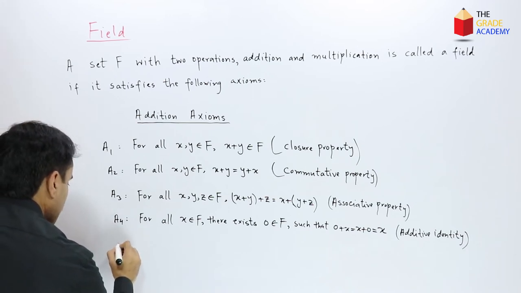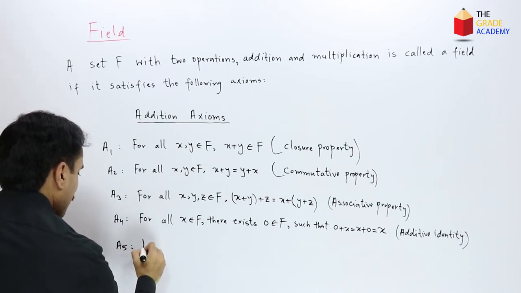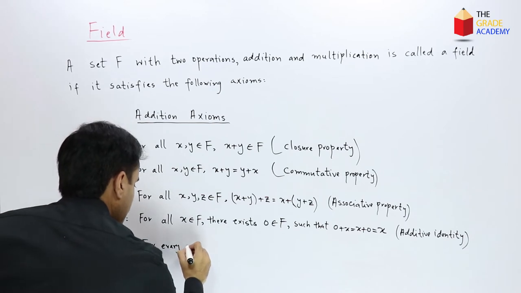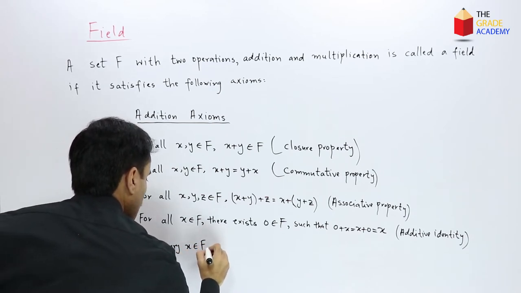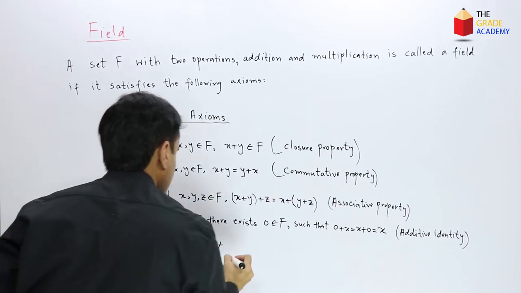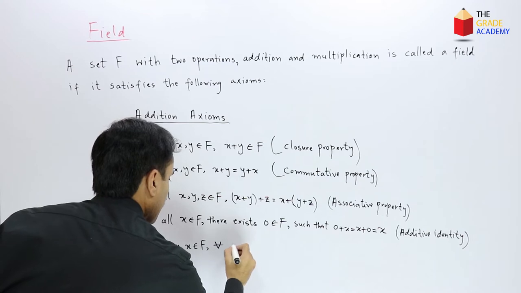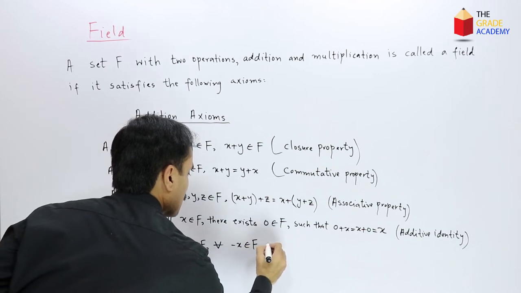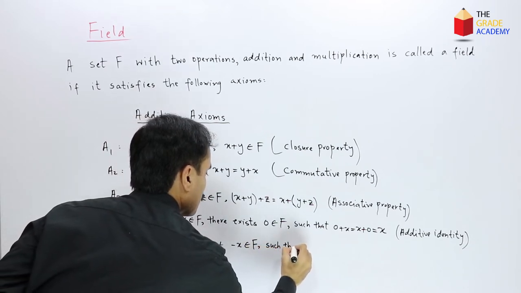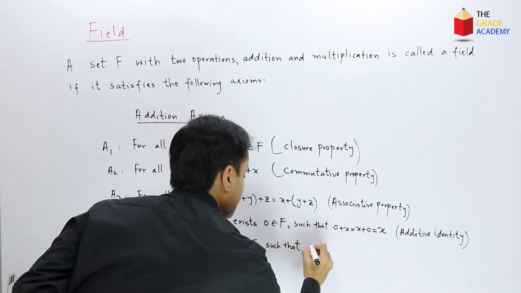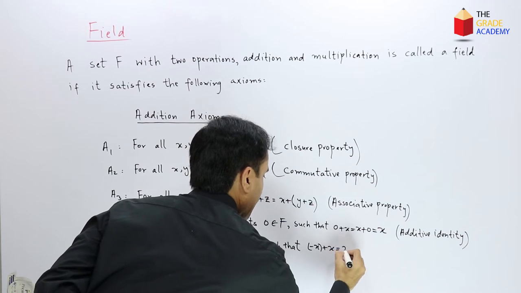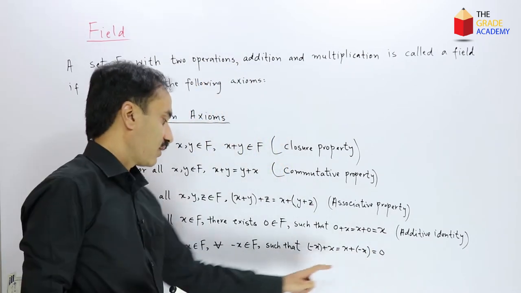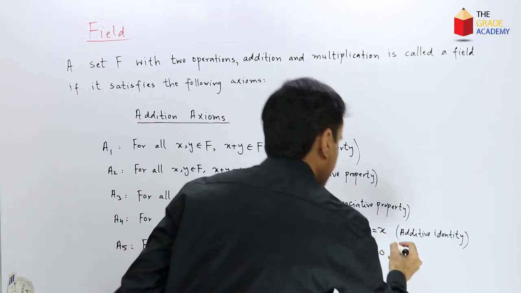And the fifth axiom of addition is that for every element x belonging to F, there exists an element negative x belonging to F such that negative x plus x, or x plus negative x in any order, is equal to 0. And negative x is called the additive inverse of x. So this is the additive inverse property.